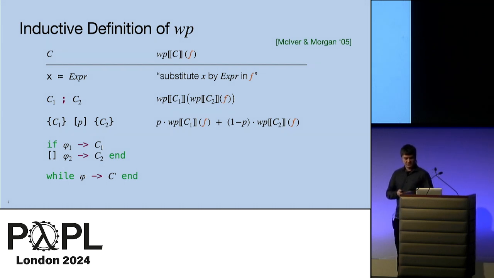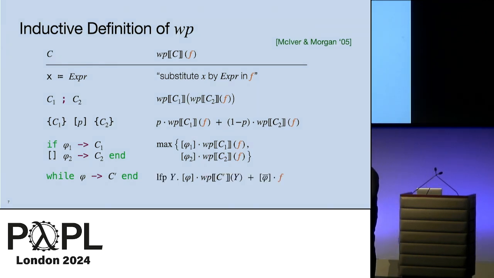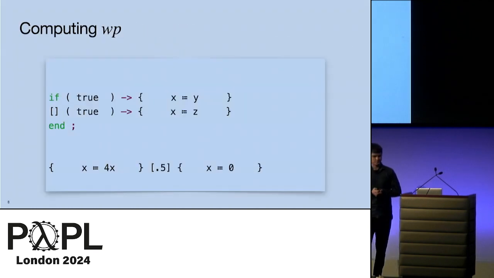For the probabilistic choice, we simply recurse into the two branches. The most interesting case is this non-deterministic choice, where here we take the maximum weakest pre-expectation of the branches that are enabled in the current state. For the while loop, we have to consider a fixed point as usual.